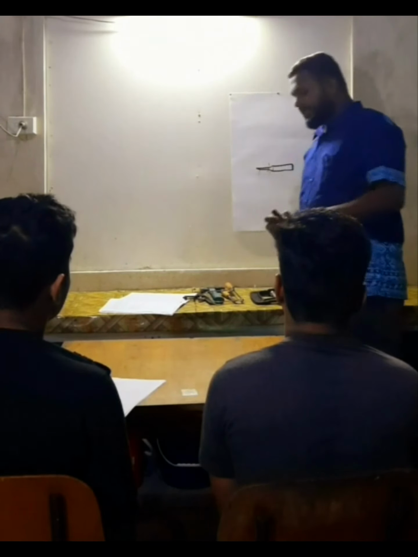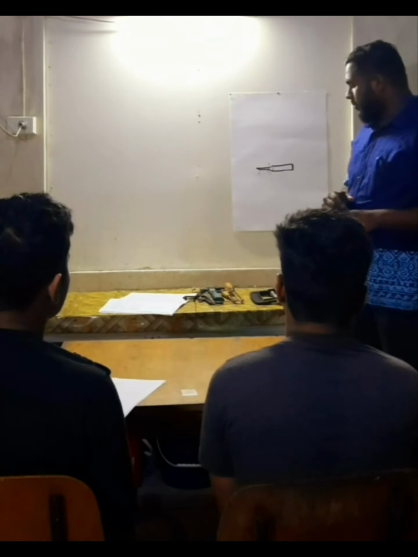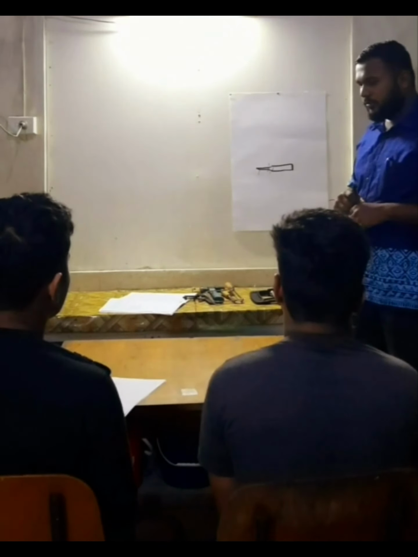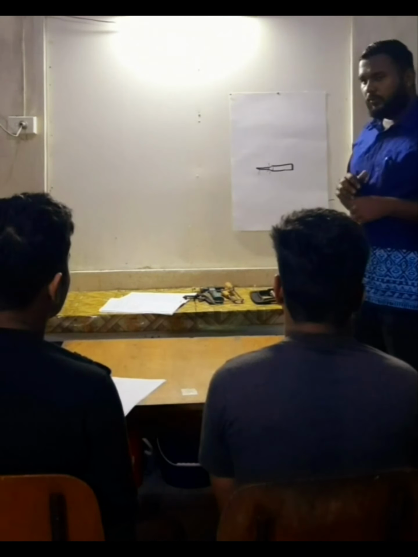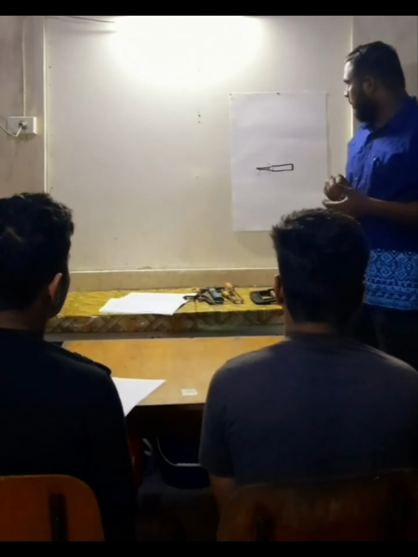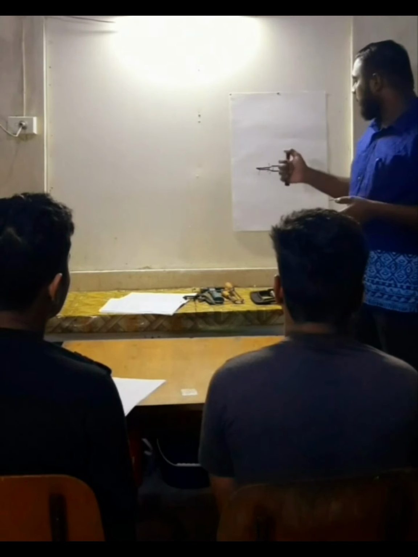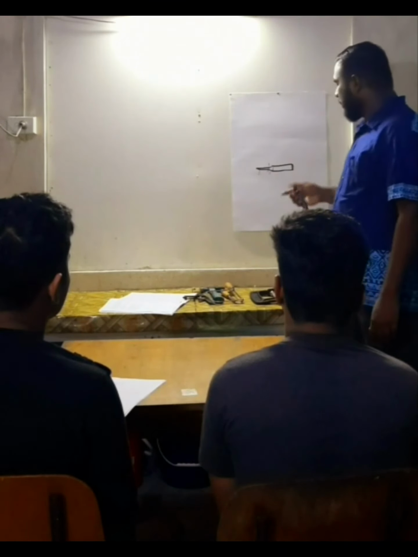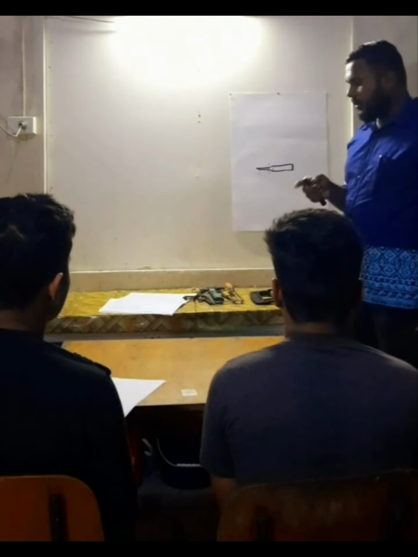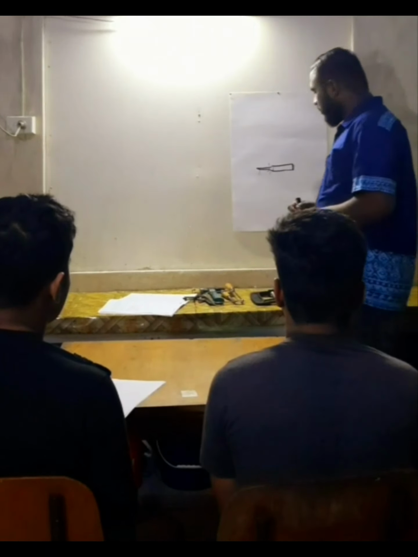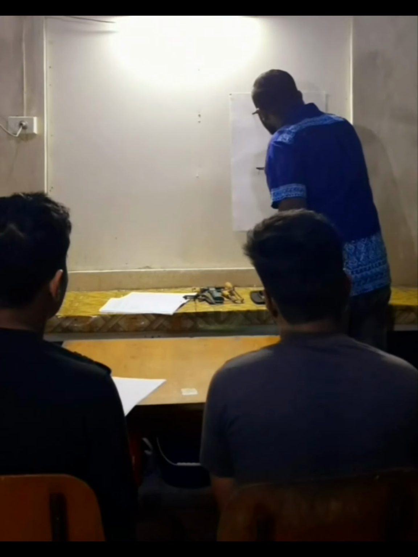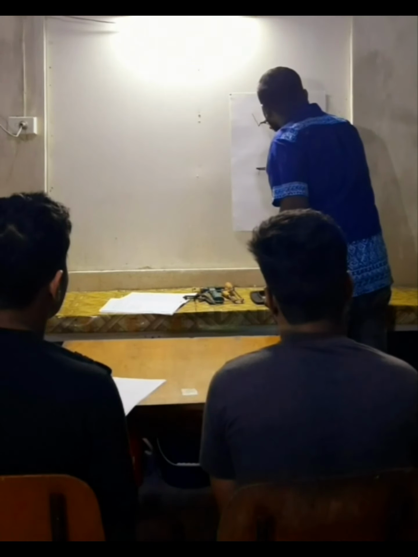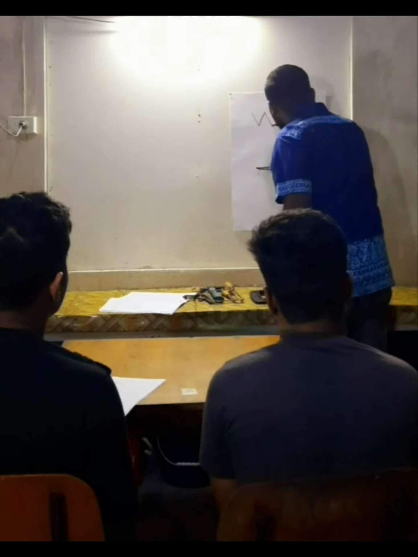Now we will discuss saws. There are two types of saws basically used in the workshop. The first one is the cross cut saw, and the second is the rip saw. I'll be showing some blades to demonstrate how you can differentiate between a cross cut saw and a rip saw. So the cross cut saw has the teeth like this.